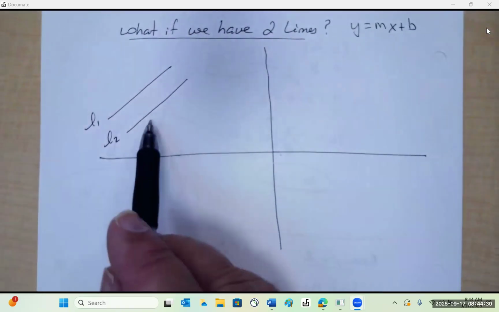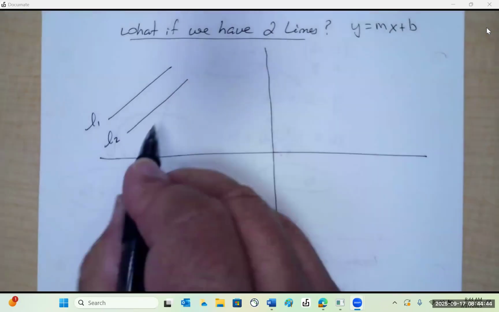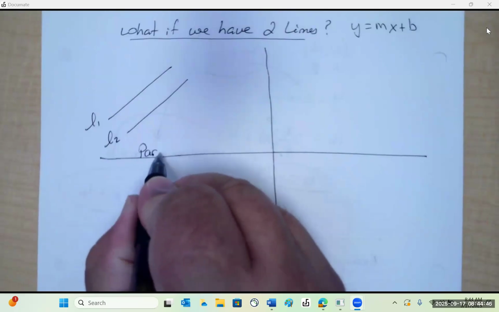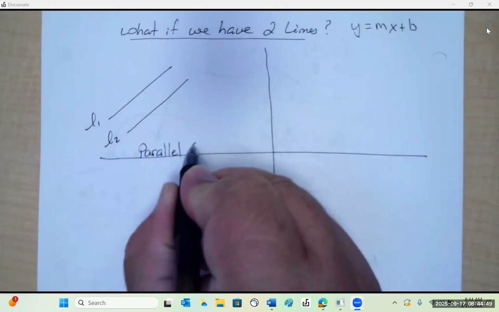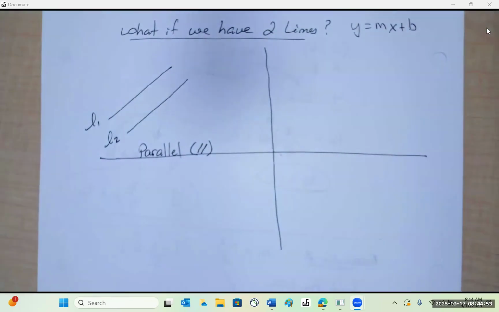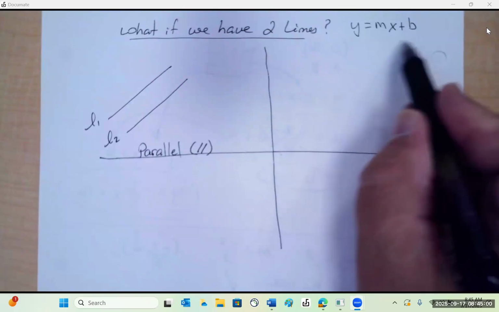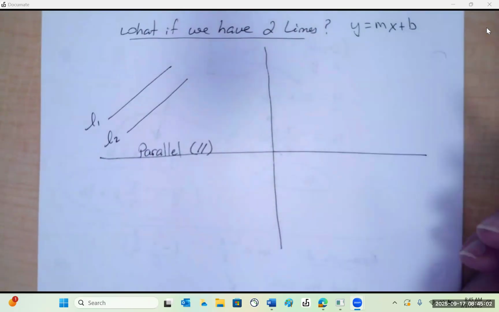So what do we notice about these two lines? Will they ever touch? No. What are they called if they never touch? They're called parallel. How do we know they're parallel? Instead of writing parallel, we could use that little symbol there. Now, if they're parallel, what do we know from this equation? What do we know about them?